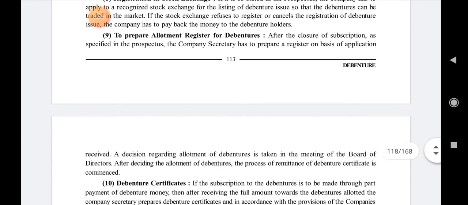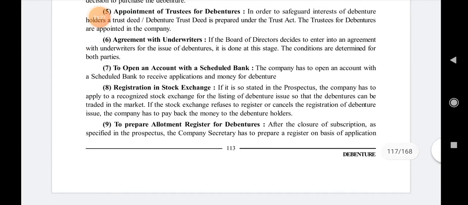Next one is the registration in a stock exchange.